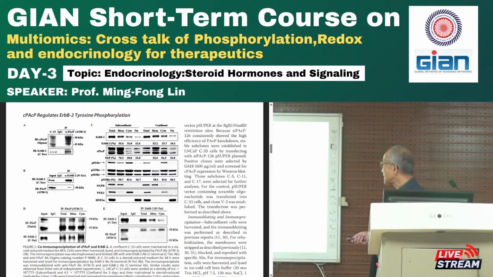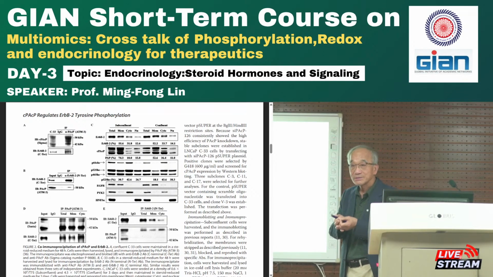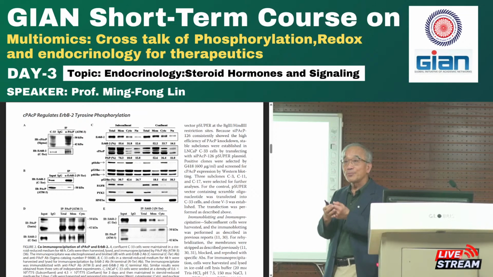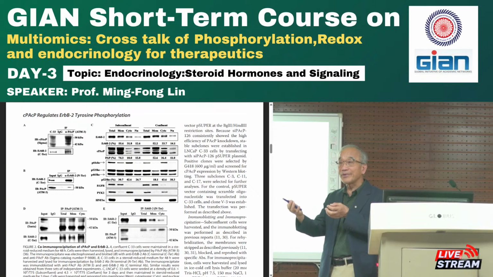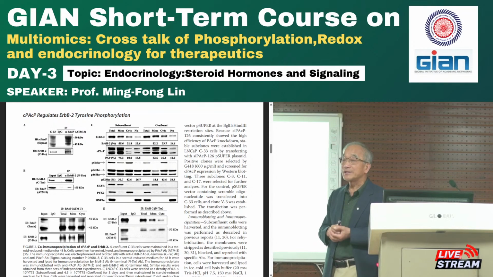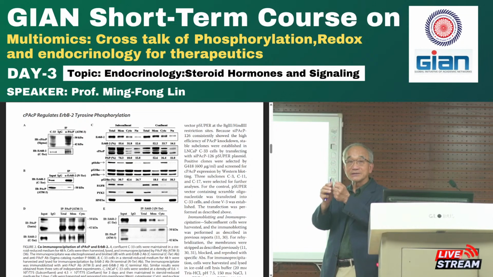So the bottom line is PAP and ERB2 can co-precipitate, co-IP, indicating they can interact. They are in the same complex. Whether the complex has another cofactor as a bridge protein or something, at this moment we cannot tell. We don't know. But at least we know they are in the same complex. So we can precipitate one and observe the other, and vice versa. So this shows the two form a complex. Okay.